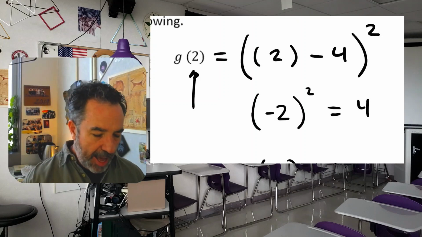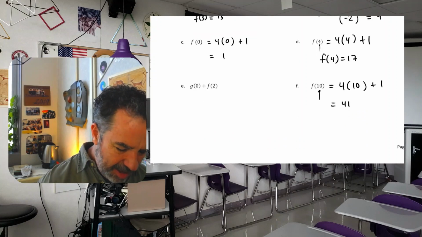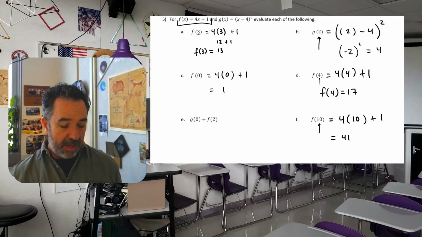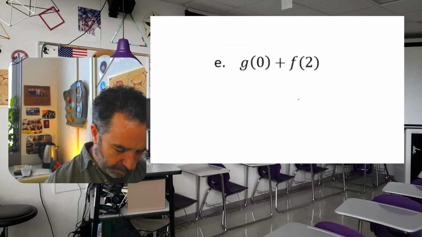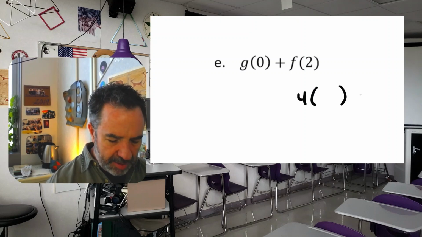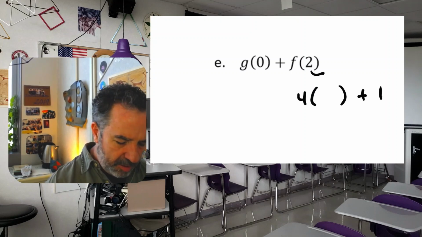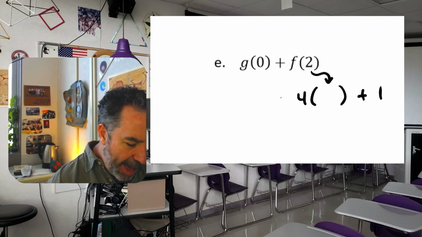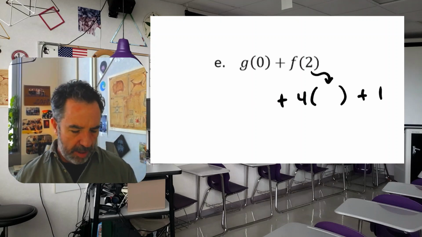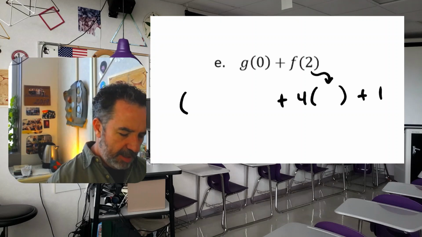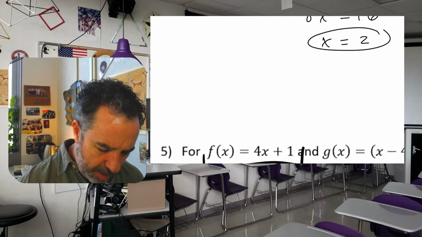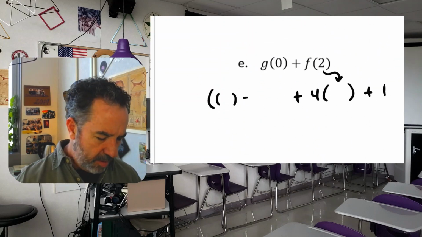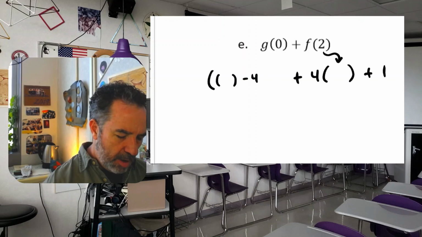All right, the last question here is complicated a little because it uses both g and f. I remember that the function f was 4 times whatever the input is, plus 1, right? So this 2 is going to go into that. And then I'm adding to that whatever g of 0 is. And g was, you put in x, and then you subtract, does it subtract 4? I forgot, I have to go peek. Yes, you subtract 4, and then you square the result.